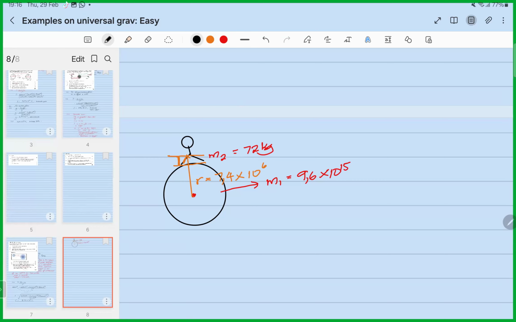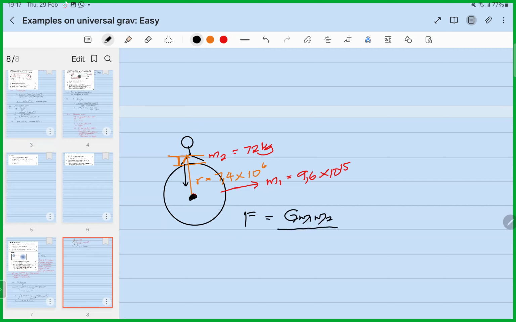So the question said, what is the weight of the man? The weight is the force with which Phobos is going to pull the man down. And that force is your gravitational force given by this equation again.